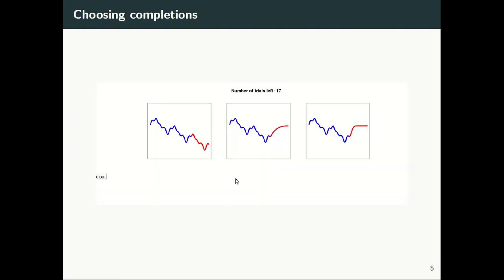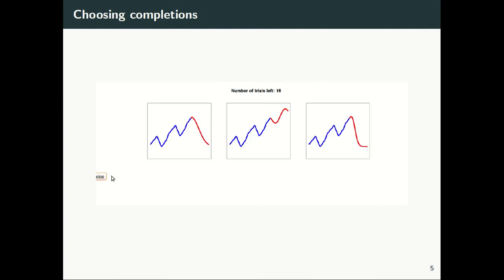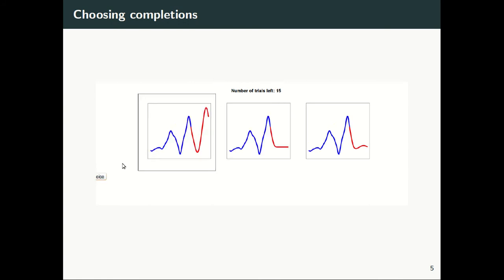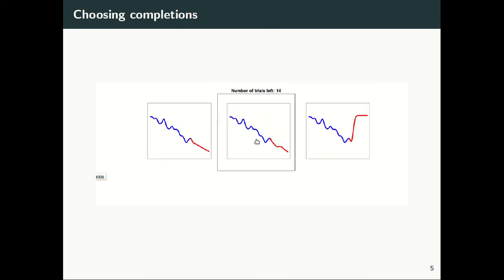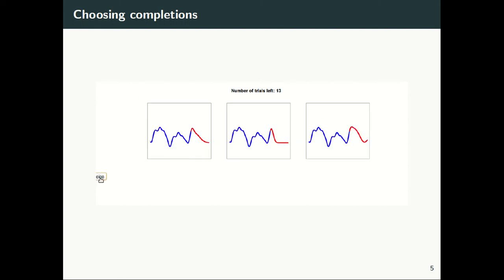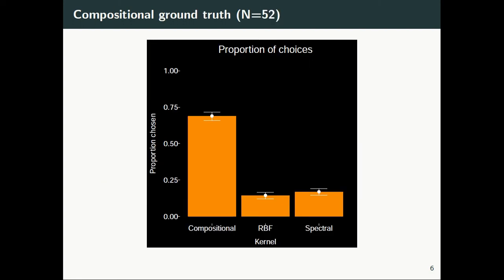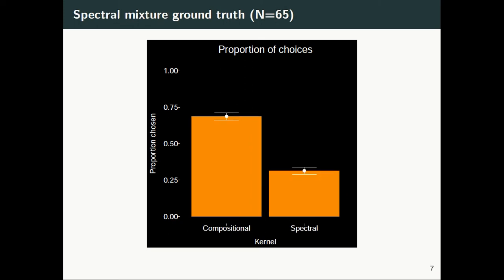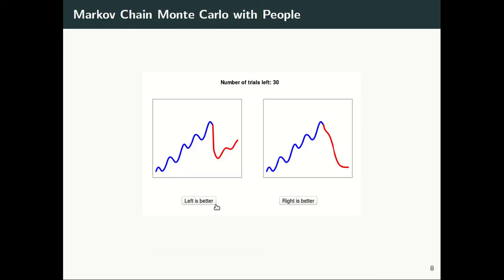In the first experiment, we sampled functions from a compositional kernel and let all of the 3 proposals produce pattern completions given a learning set, and then made participants choose between the different completions. We found that participants strongly prefer compositional completions in the first experiment, and that this also holds true in the second experiment, where we sampled the ground truth from a spectral mixture kernel.